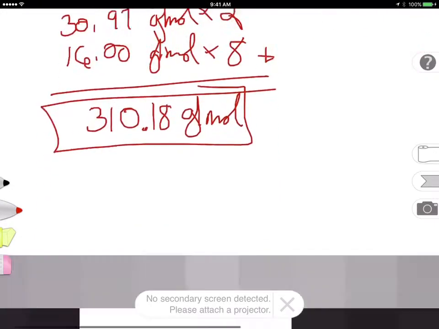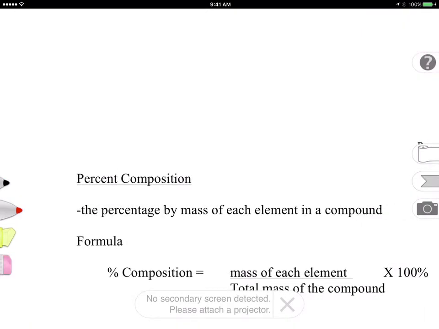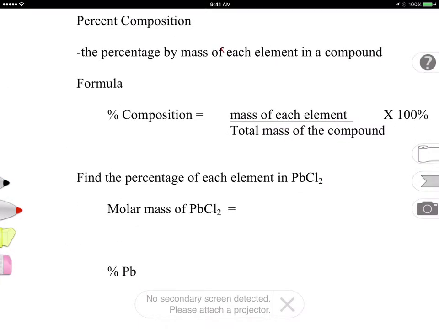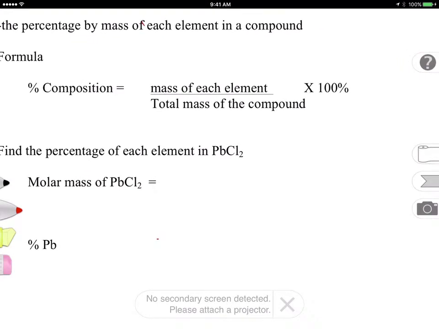All right, percent composition, okay, which is simply by mass, what's the percentage, okay? How much copper or how much calcium or whatever element is in that compound that you're dealing with. Formula: mass of the element divided by the mass of the compound times 100%. Again, this is all stuff you've already done, so I'm doing this real quick.